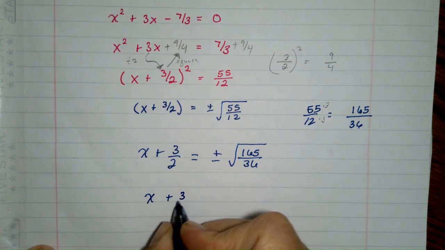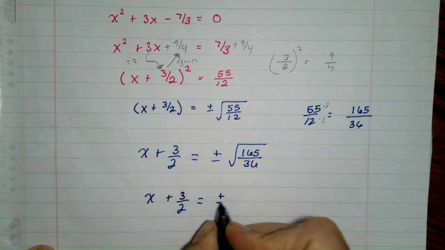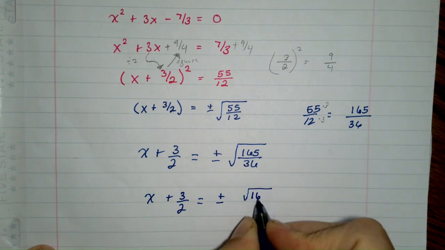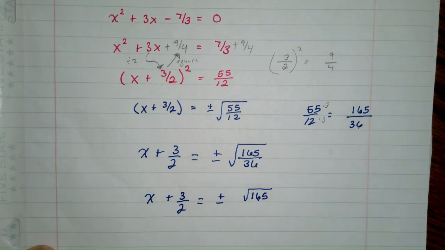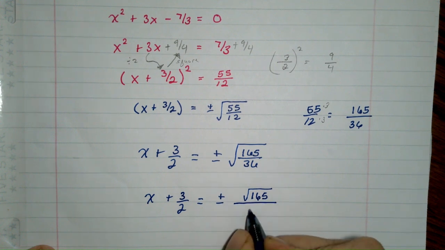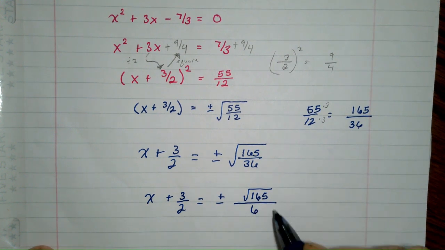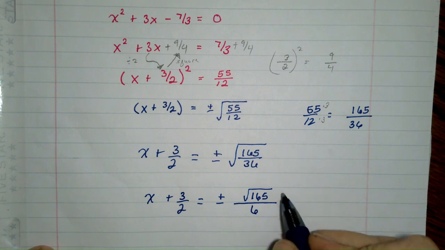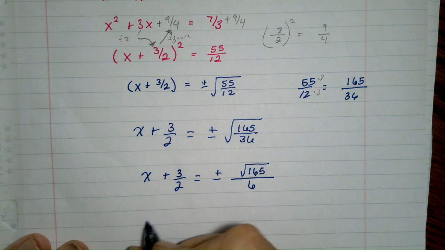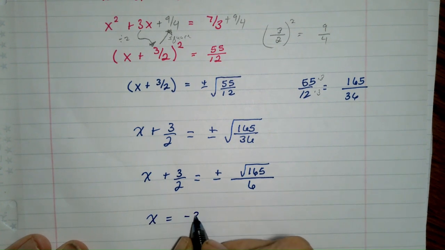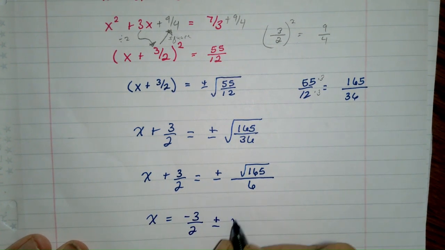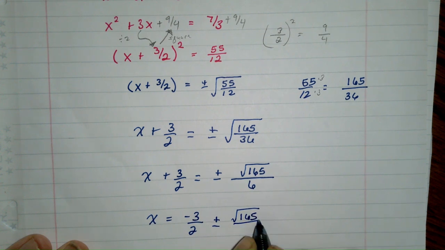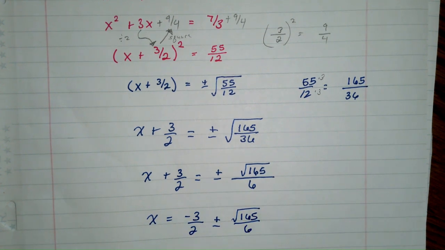So we get x plus 3 over 2 equals plus or minus, I don't know the square root of 165, but I do know the square root of 36. And now, while I still have a fraction, I have an integer underneath the radical. Now I can finish getting the x by itself. And this is an exact answer. It's not rounded. You are frequently going to be asked to find exact answers.